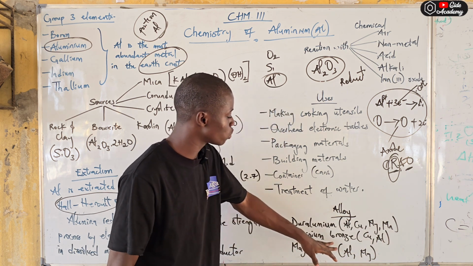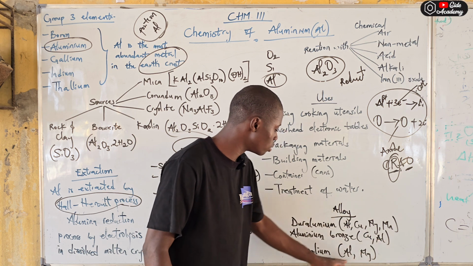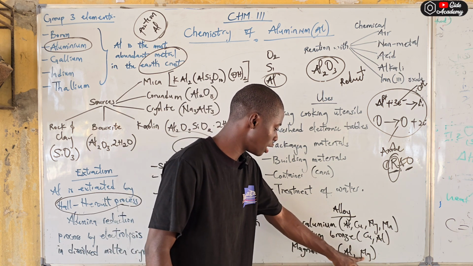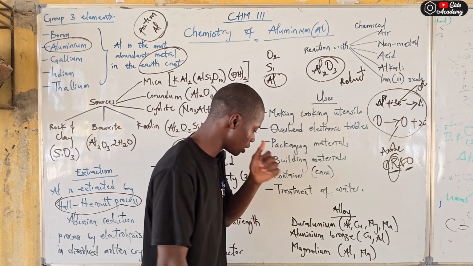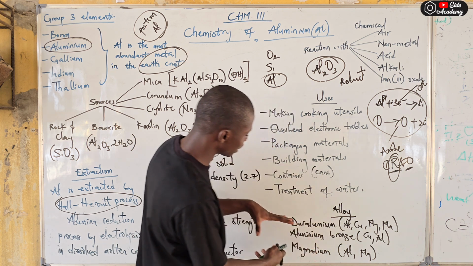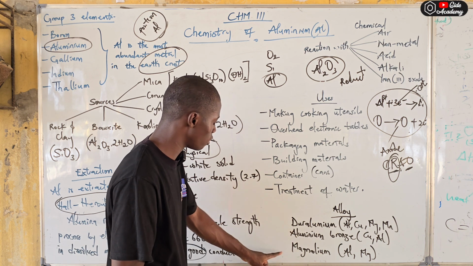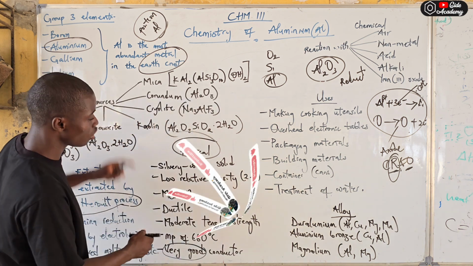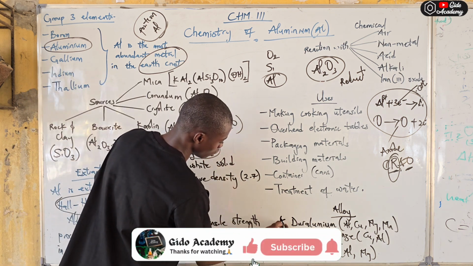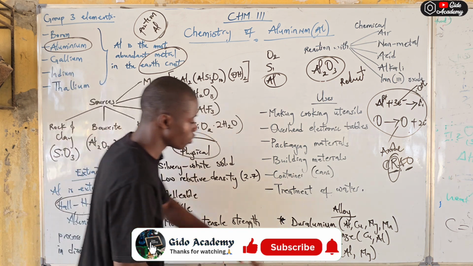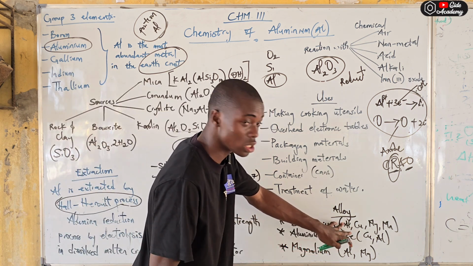Then for aluminium bronze, we have copper and aluminium. While for magnesium, we have aluminium and magnesium. So please take note of what an alloy is and the three alloys of aluminium. We have duralumin, we have aluminium bronze, and we have magnalium. And please take note of what it consists of or what it's composed of.